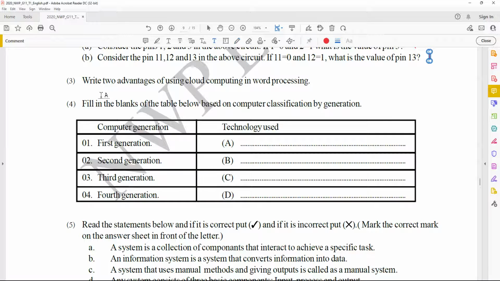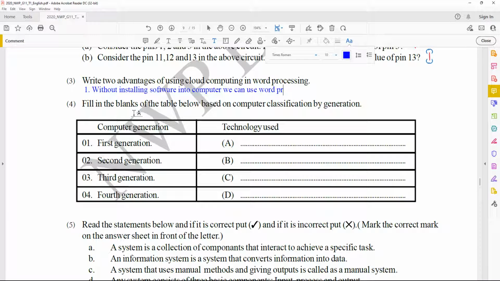The first point: without installing software into the computer, we can use word processing. Example, Google Docs. Yes, you don't have to install software if you're using cloud computing.